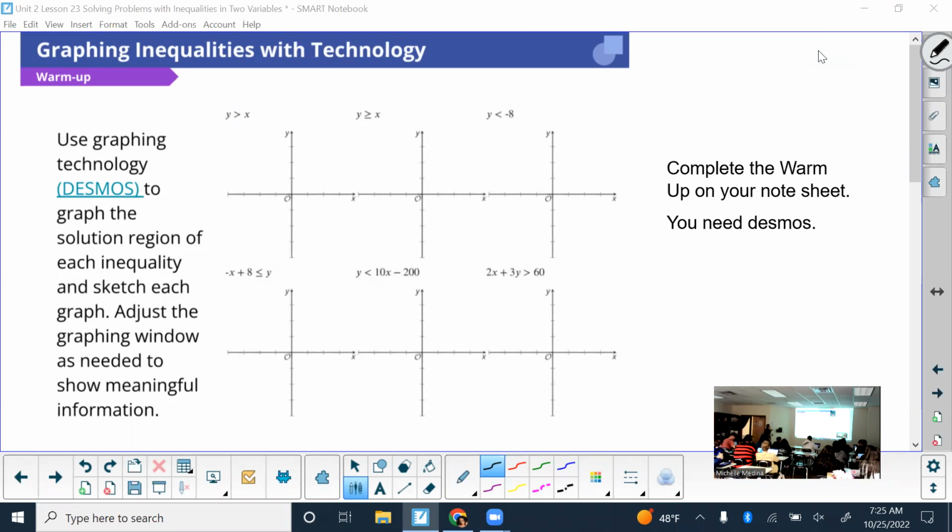Anyway, when you graph something in Desmos, does it need to be in slope-intercept form? No. But if you're graphing something without Desmos, it does need to be. So in that first one, top left, is it in slope-intercept form? Yes, it is. Why is it in slope-intercept form? Because the y is by itself.